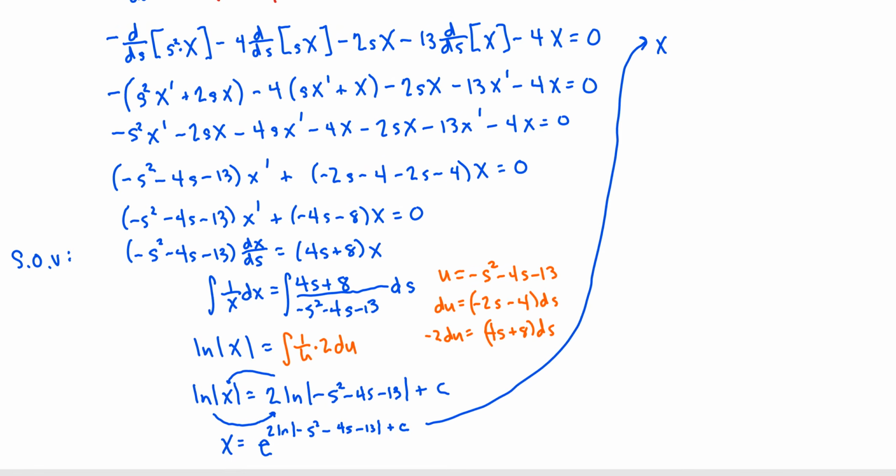So we have x equals e to the 2. Now let's take that 2 and move it as an exponent on the argument of the natural log. We'll call that squared, and then e to the c. E to the c is just a constant, so we can move that. We'll call it new c. And then e to the natural log is simply the argument, negative s squared minus 4s minus 13 squared.